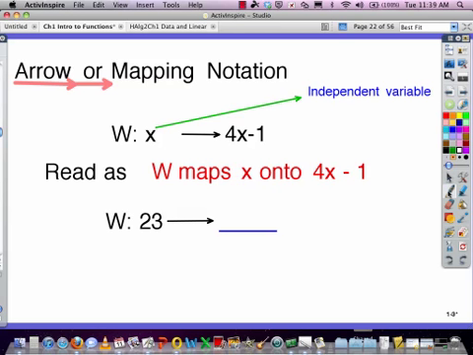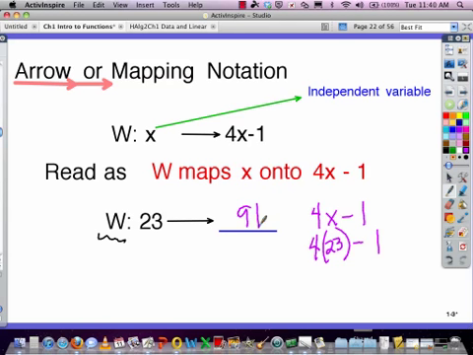So in this case, when I say W maps the number 23 onto what? We want you to use the same exact rule. So in your brain, you should be saying, well, wait a minute. If I use that exact same rule, then my W rule is 4x minus 1. Wherever there is an x, I must put in that 23 and do the math. 23 times 4, 92, take away 1, 91. You would say W of 23 is 91. Fill in the blank. So it's the same as saying we put a 23 in, we get a 91 out. It's just a different way of writing it.